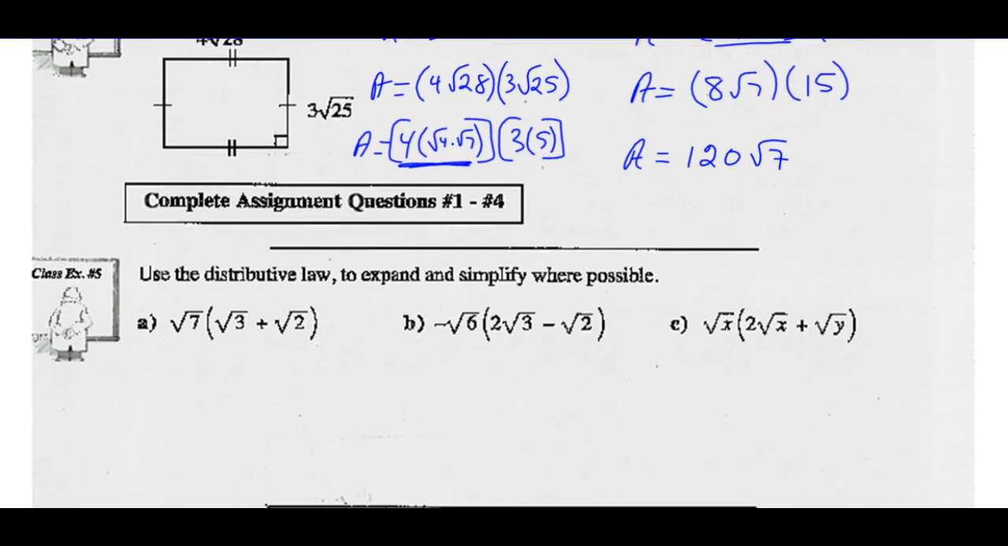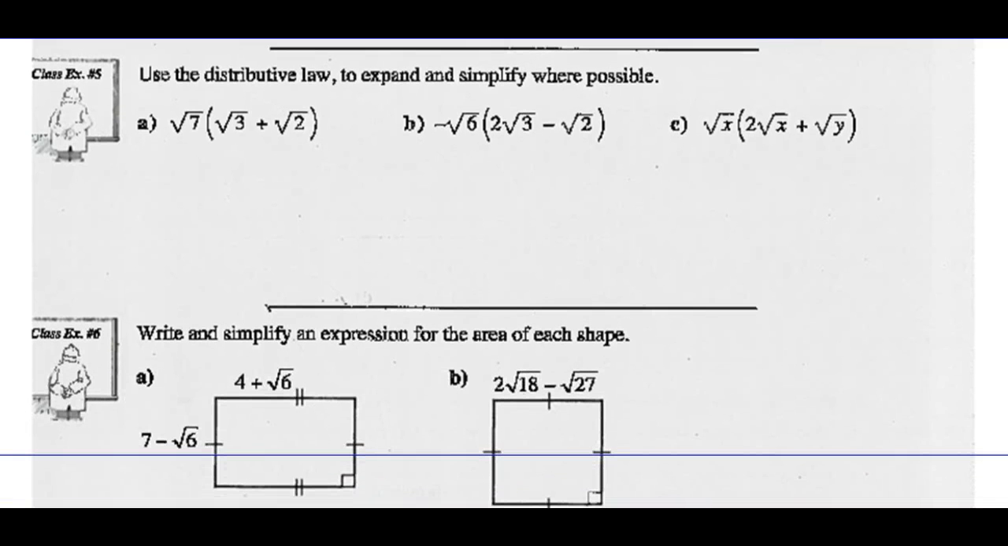Let's do example 5. Use the distributive law to expand and simplify where possible. So the first part of this lesson, when we remember the distributive law for polynomials, it's the same thing for radicals. We take radical 7 multiplied by radical 3. We learned how to multiply radicals, so radical 7 times radical 3 is radical 21. We then take radical 7, we multiply it by radical 2. Radical 7 times radical 2 is radical 14. Now we look at the radicals and see if we can simplify them. We can't simplify radical 21 or radical 14, so that's the correct answer.